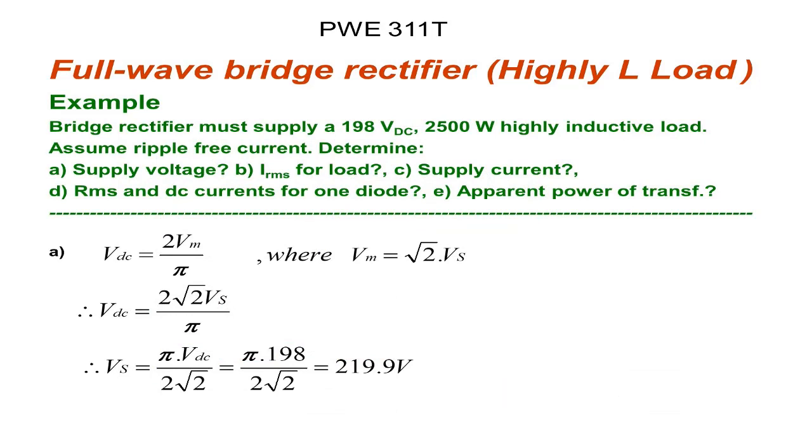Now let's look at this example. You have a bridge rectifier that has to supply 198 volts DC, 2,500 watts, highly inductive. Assuming ripple free, there is no ripple because it's highly inductive, in other words, IDC equals IRMS. You are asked to determine the supply voltage, the RMS of the load, the supply current, the RMS and DC current for one diode, and the apparent power of the transformer.